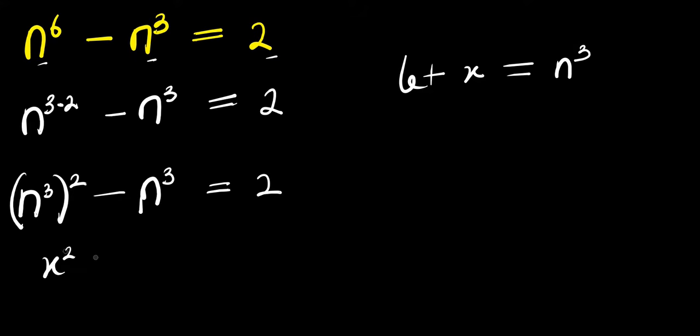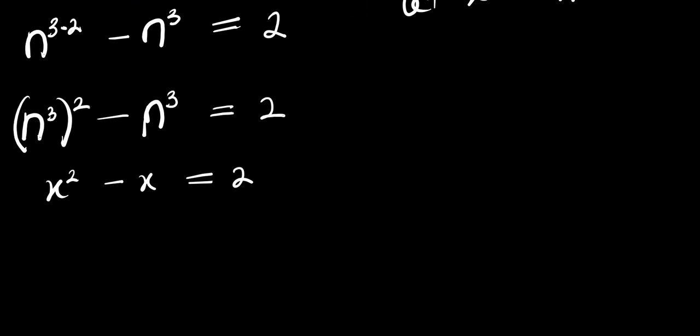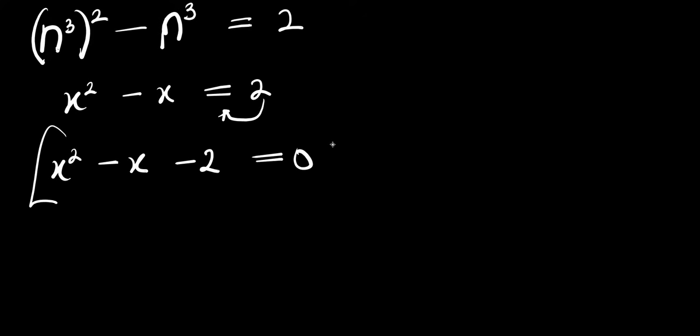So I have x squared minus x equals 2. From here, I can move this 2 over here. I have x squared minus x minus 2 equals 0. So this is a quadratic equation. I need two numbers that if I add, I'm going to have -1, and if I multiply, I will have -2. So the numbers are -2 plus 1, because -2 plus 1 is -1 and -2 times 1 is -2.